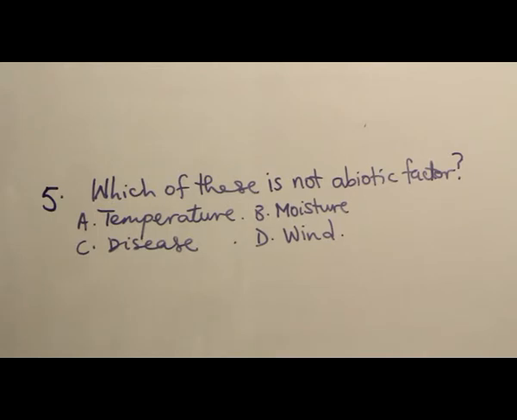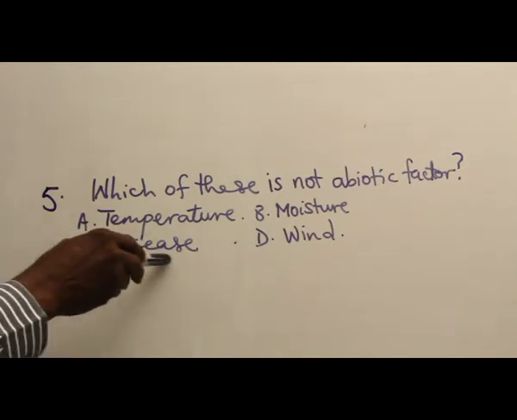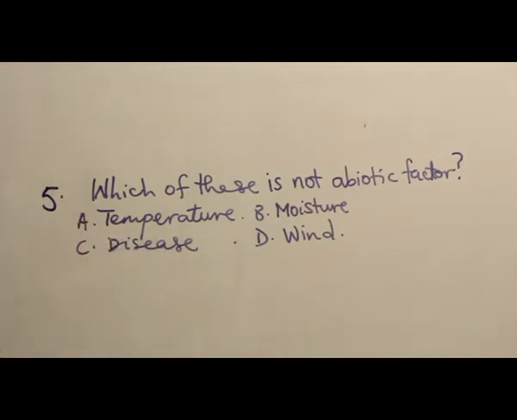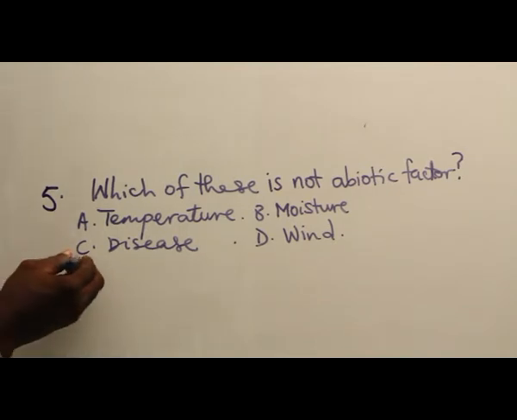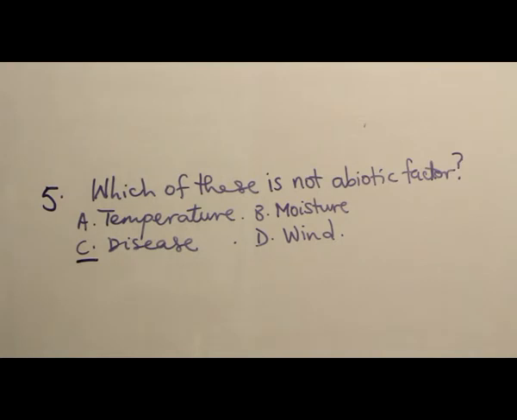So when you look at it, it's only C that is a phenomenon related to only living things, others are non-living things. So disease is the answer. Diseases are suffered by living things, and the disease can affect the population of any given organism. So our answer to number 5 is C.